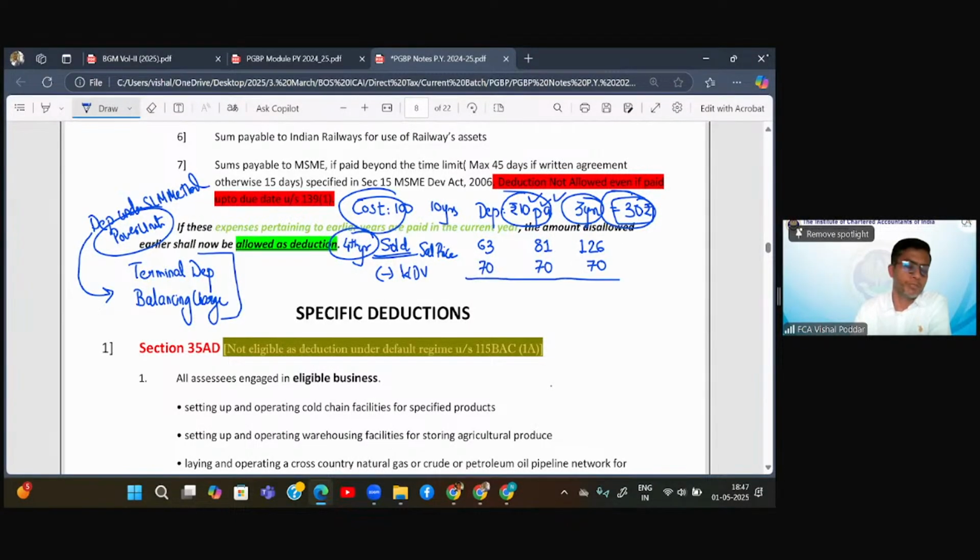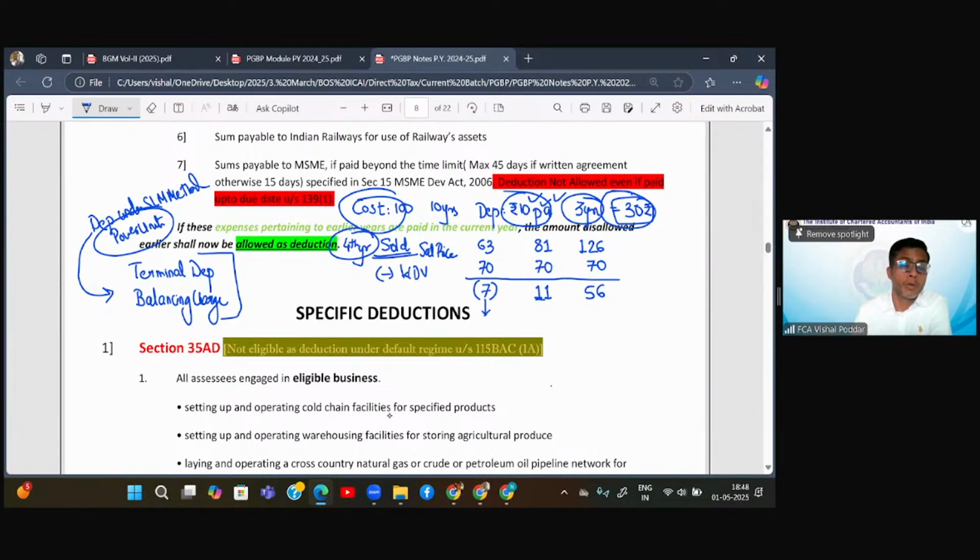Now see the beauty. In your accounting sense, you will say there is a loss on sale of asset of 7. There is a profit on sale of asset of 11. There is a profit on sale of asset of 56. Correct? Income tax says no. It says this is not a capital loss.